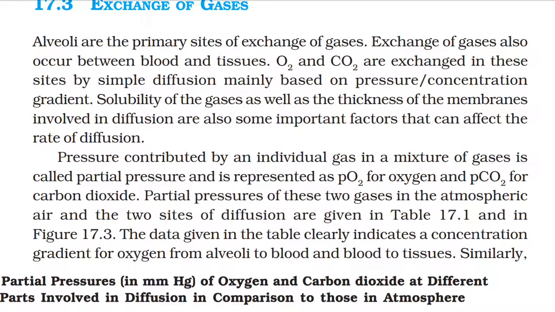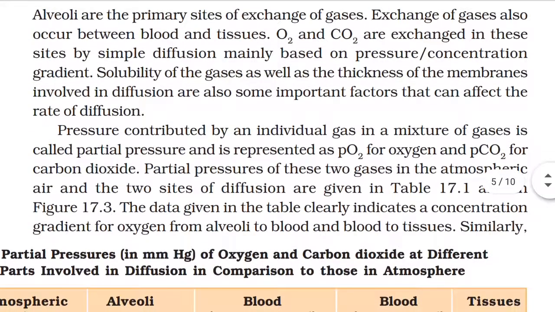So let's see. The alveoli are the primary sites of exchange of gases. It means the oxygen will go into the body and the carbon dioxide will enter into the lungs through the alveoli, from bronchi to bronchus, to trachea, larynx, and finally it comes out through the nostrils. Exchange of gases also occurs between blood and tissues.